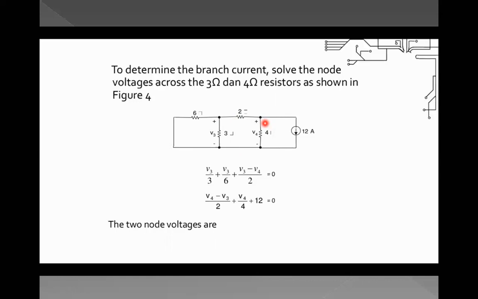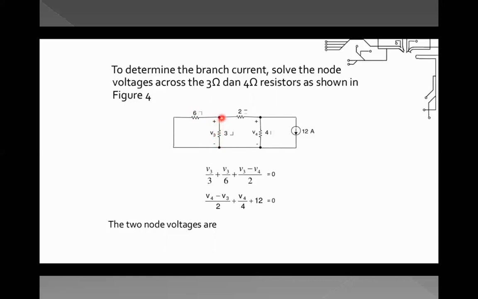So how it comes? It comes like V3 by 3 plus, this is V3, right? So this is node voltage V3. So to find out the current over here, it is nothing but V3 by 6 on this particular branch, using the node analysis. Similarly on this branch, V3 by 3.